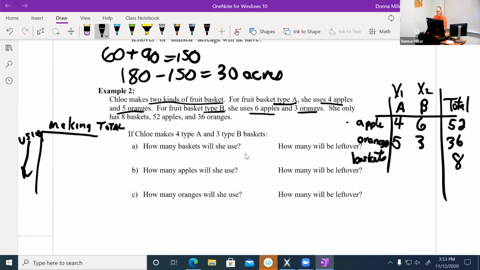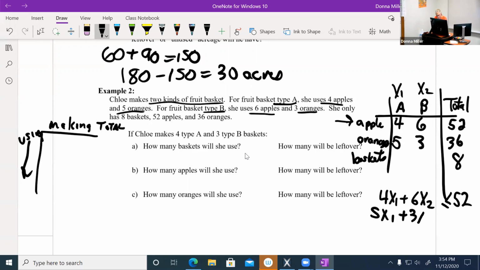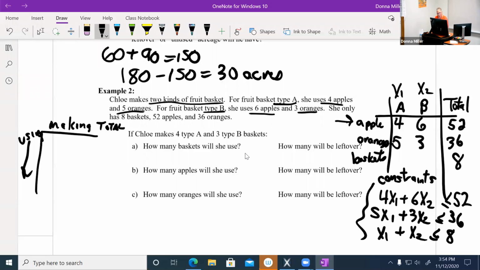So basically, if I were to read across this row, the number of apples I use would be 4x1 or A plus 6x2 or B, and I know that that has to be less than or equal to 52. See, I'm getting my constraints just by reading across the rows. That's why it's nice to set up tables. The oranges would be 5x1 plus 3x2, and that's less than or equal to its total. For baskets, it's just x1 plus x2, so I know that x1 plus x2 is less than or equal to 8. So these things right here are what they call constraints. They're my inequalities, all right?